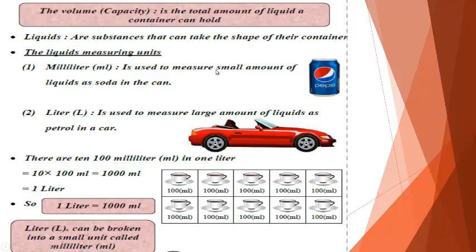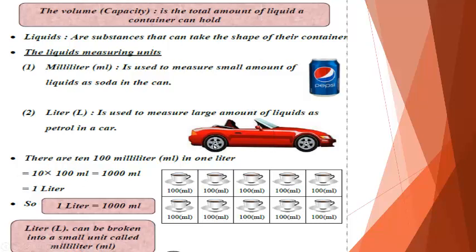Milliliter is used for small amounts, such as soda in a can, or a juice, any small amount. A liter is used to measure large amounts of liquids, such as petrol in a car or any other large amount. The most important thing that you should know is that we have 1000 milliliter in 1 liter.